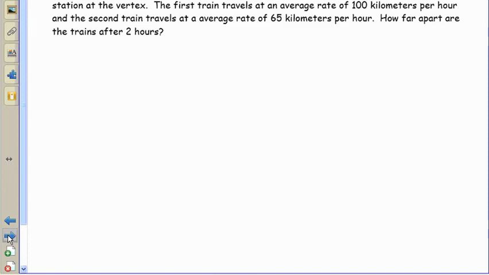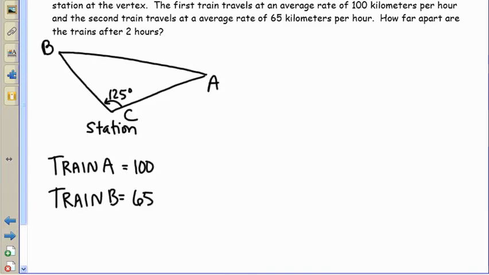So now I would challenge you guys to pause the video here and take a second to see if you can make a picture of this and see if you can work it out, and then unpause it and I'll show you the answer. So here's our picture so far. So we have our station, and it says the two trains leave the station on different tracks, and they make an angle of 125 degrees with the station at the vertex. So that's why this picture looks like this.